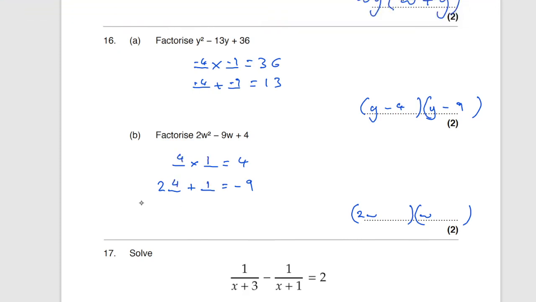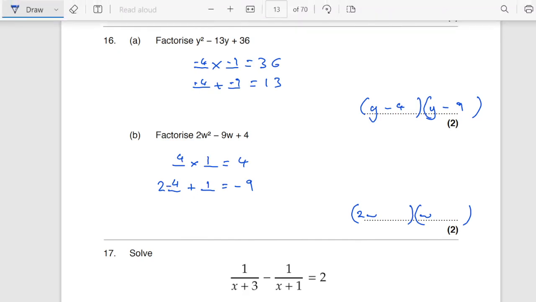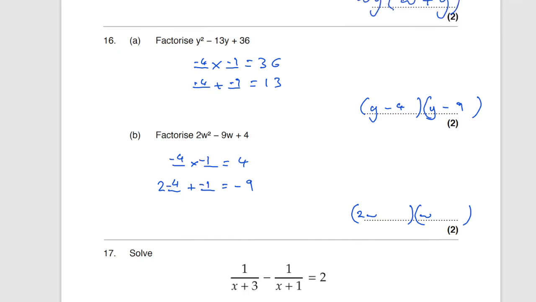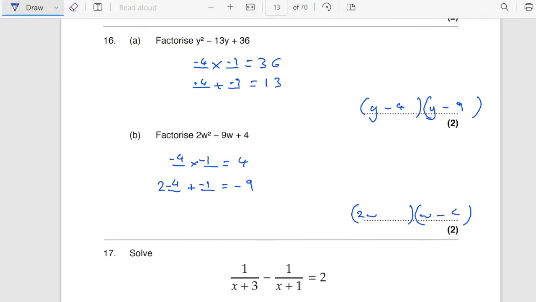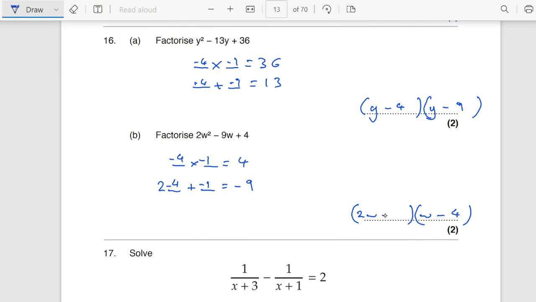And then I need them both to be negative. So I'm looking at the minus 4 going in the bracket opposite the 2, and the minus 1 going in the bracket with the 2.